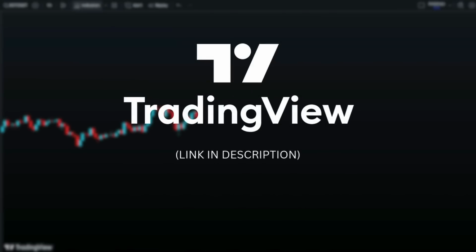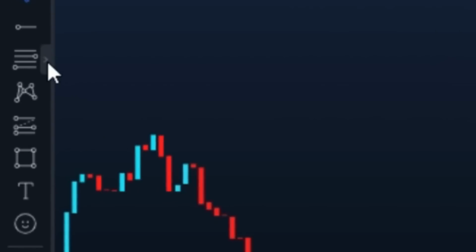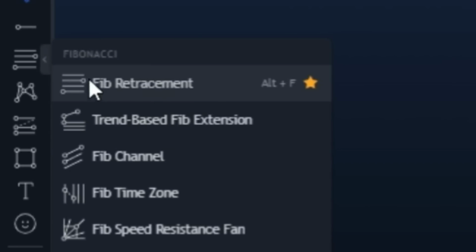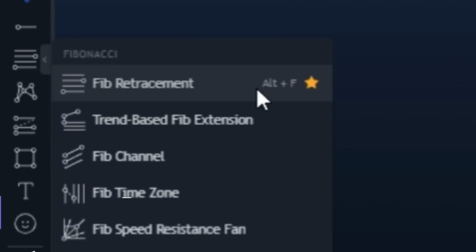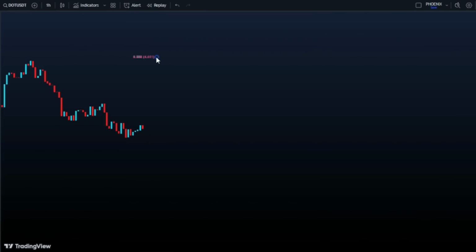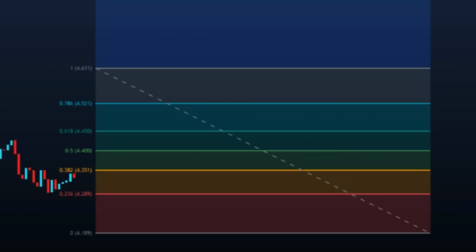You need to go to the Tradingview.com platform. Once you're there, head over to the Tools section and pick Fibonacci retracement. Once you do, click on the chart and drag all the way down and right. This Fibonacci default form looks extremely horrible.